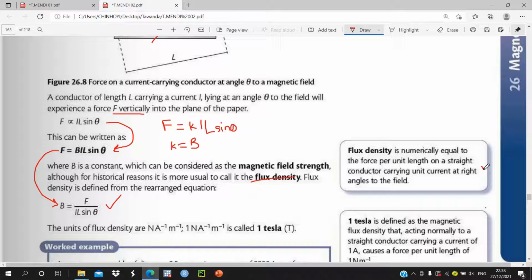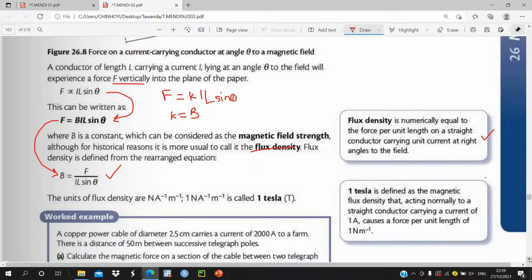So here is our definition for the magnetic flux density. It is numerically equal to the force per unit length on a straight conductor carrying unit current at right angles to the field. So that's the definition for the flux density. And for flux density, these are the units, but we have a special name for the unit, and it's called the Tesla. So one can be asked to define 1 Tesla. Here is also the definition of a Tesla.